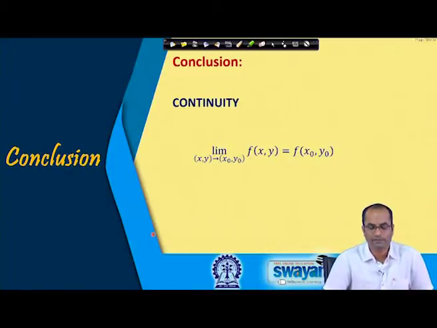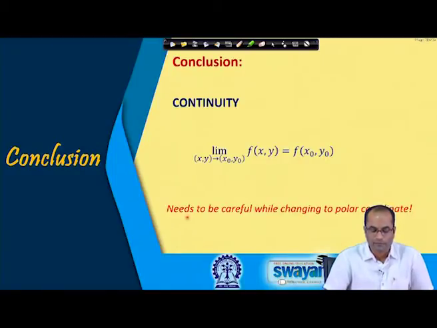We have discussed continuity: if f(x, y) is equal to the limiting value, that is, the limit equals the function value, then we call the function continuous. Naturally the function must be defined at this point, only then can we talk about continuity. We also observed that we need to be very careful while changing to polar coordinates, because that may mislead to a wrong limit in many cases.